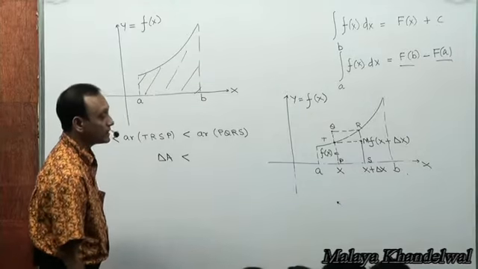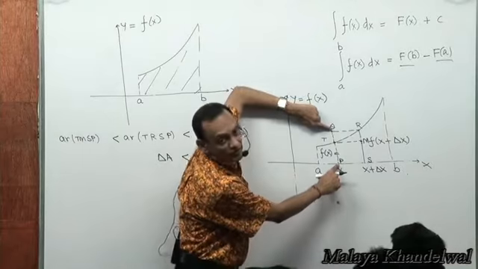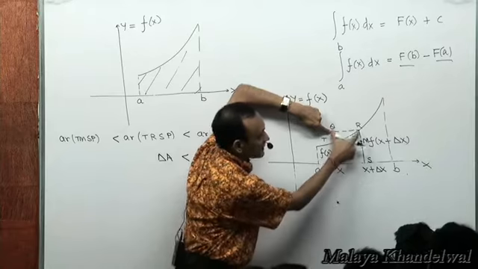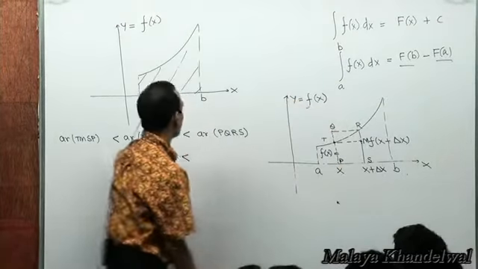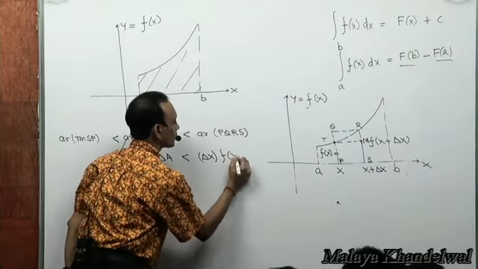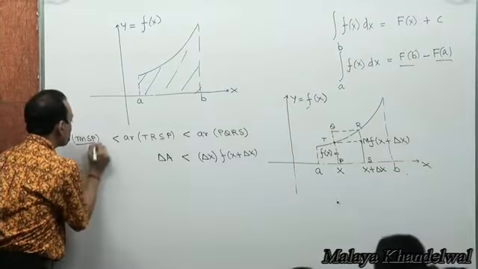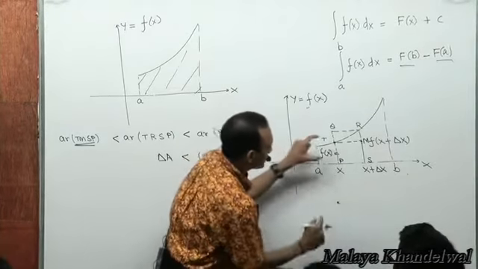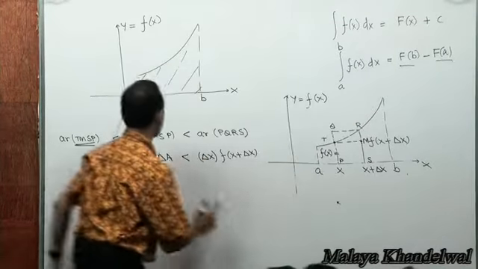Now, what's the area of PQRS? This length is f of x plus delta x, so the area is f of x plus delta x into delta x, right? And the area of the rectangle TMSP: this length is f of x, so the area is f of x into delta x.